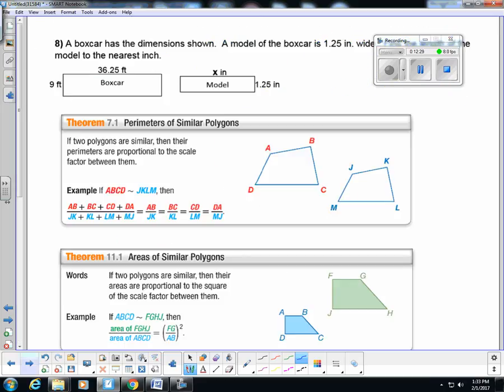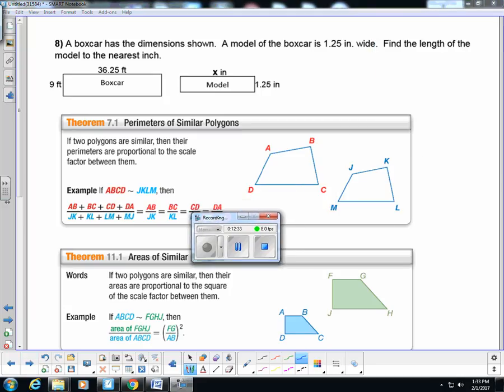Up at the top here, we have a boxcar problem. I'm going to call it that just because it's talking about a boxcar. A boxcar has the dimensions shown, and then we have a model of the boxcar. Find the length of the model to the nearest inch. If we're assuming that these two are similar, we're going to compare the lengths, this is a length, this is the length, and the widths. This is the width, and this is the width.